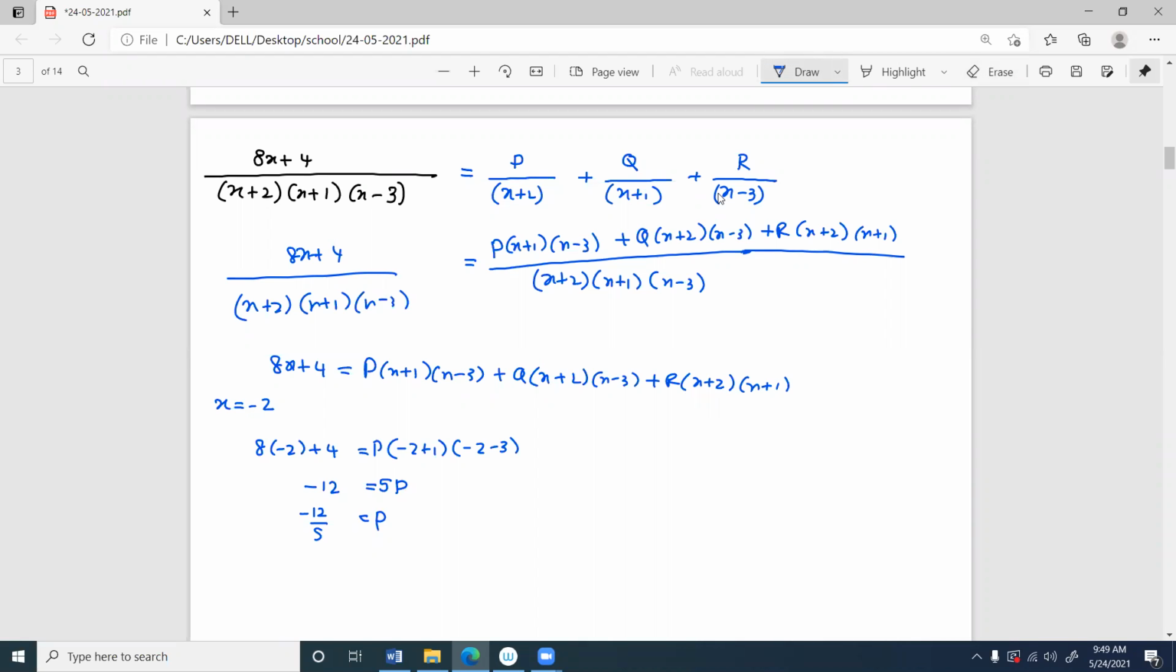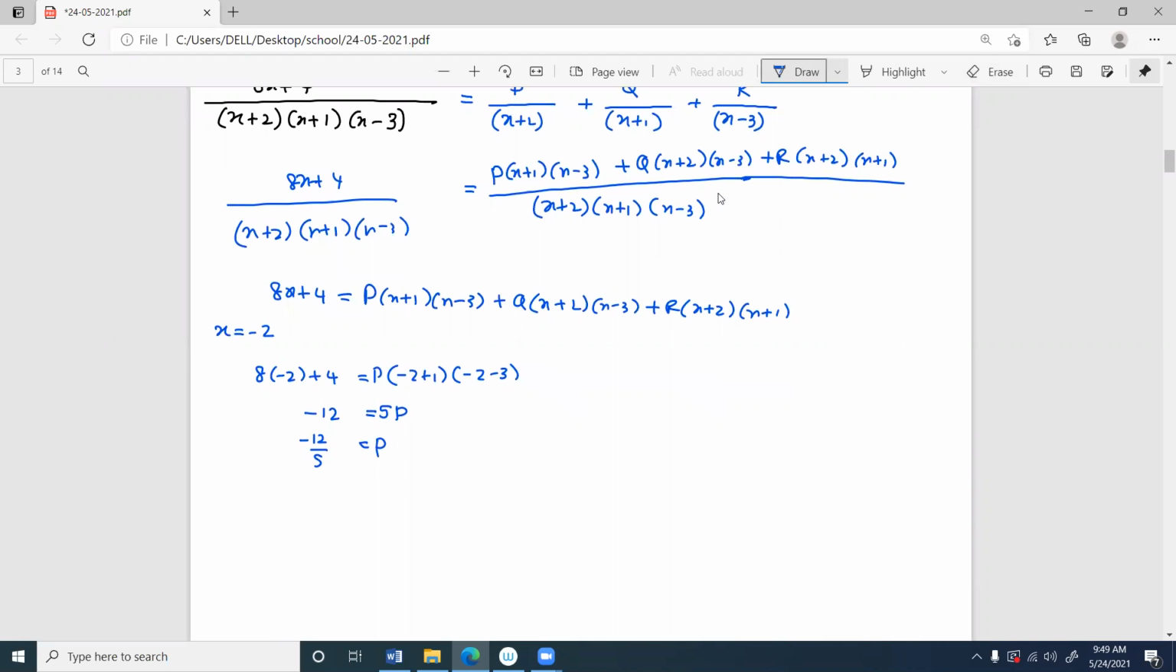Now, if I need to find the value for Q, how do you find the value for Q? You can make P and R 0 at once. Is there any common bracket for this? Yes. X plus 1 and x plus 1. So if I make x equals to minus 1, what you can see, this bracket is 0, so therefore this whole term becomes 0. This bracket also turns into 0, therefore this whole term becomes 0. So I just put it in and see.